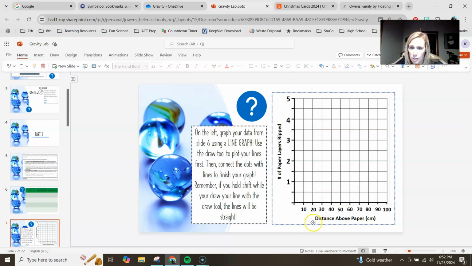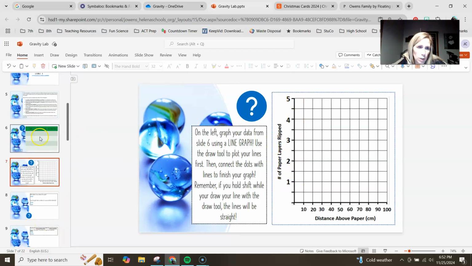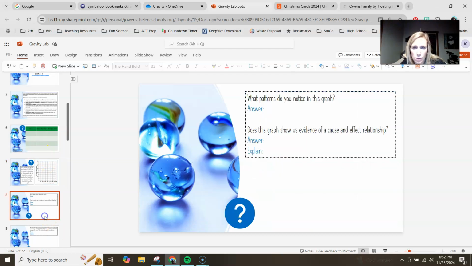So you are going to start by looking at the distance above the paper. So if you recall, we did 20, 40, 60, and 80. So those will be your 4 points that you're going up. And then you're going to look at the number of layers of tissue paper that were ripped through by the marble, okay, which is what you should have recorded on the last slide. Okay, then you will answer these questions.